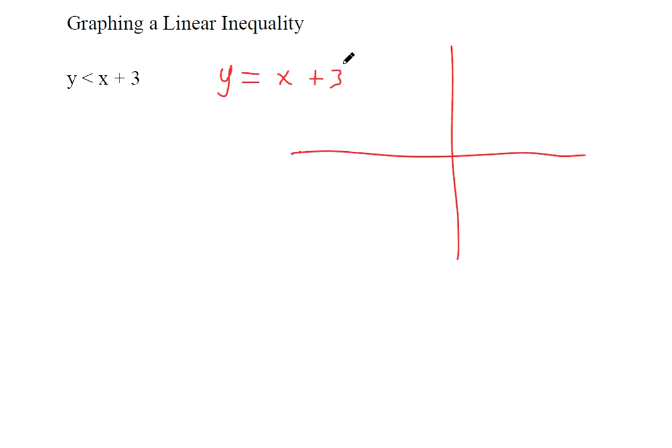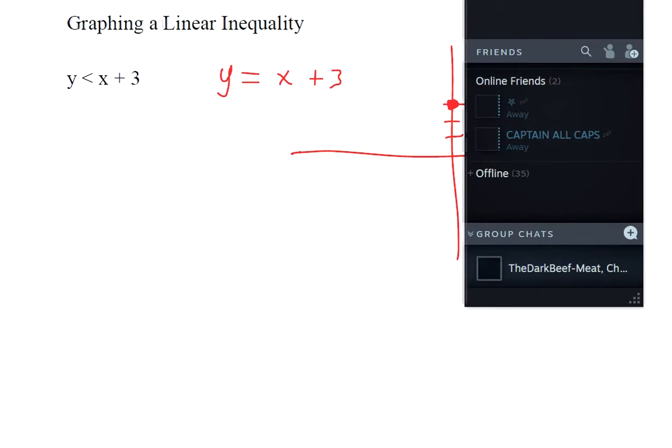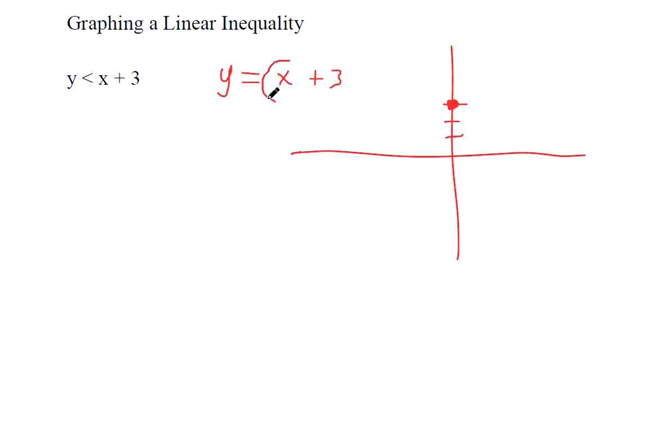where the y-intercept is the number hanging out by itself. Because look, this is in slope-intercept form. So the y-intercept, the starting dot, is at 3. So I'm going to put a dot on 3 on the y-axis. That's why we call it the y-intercept. And then we have a slope.